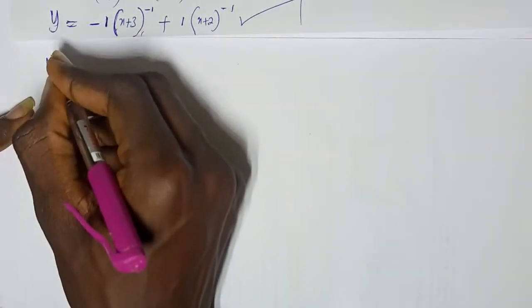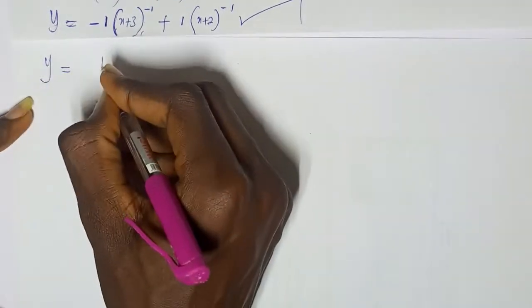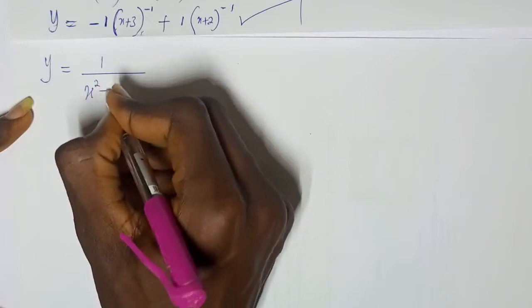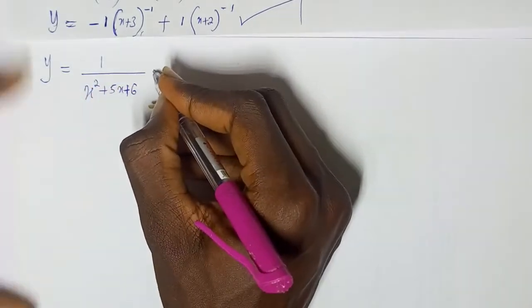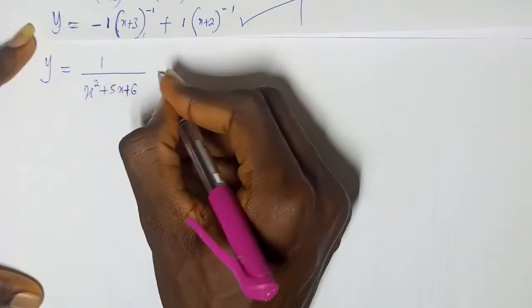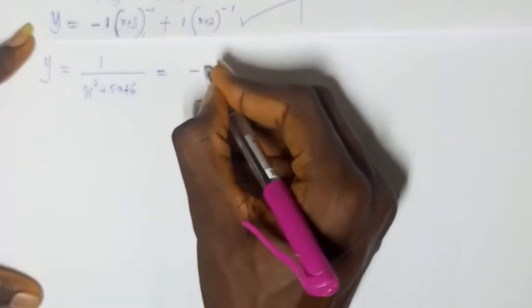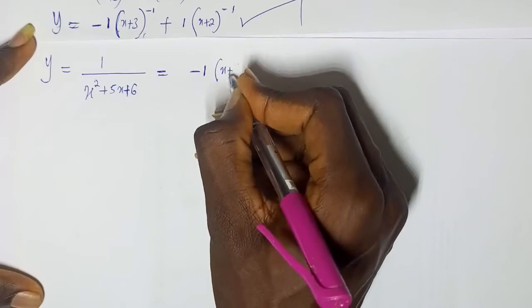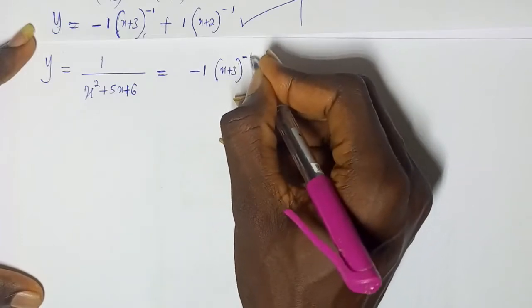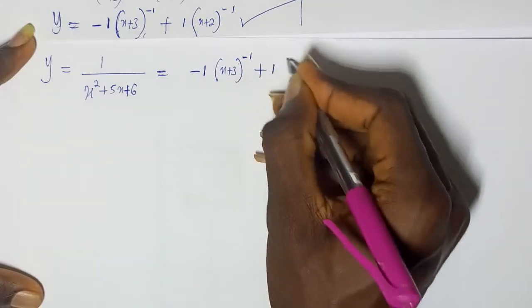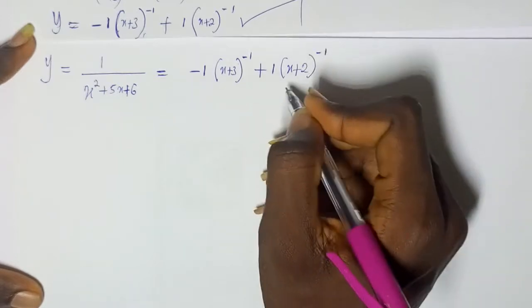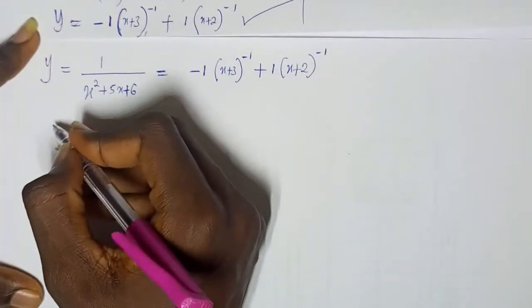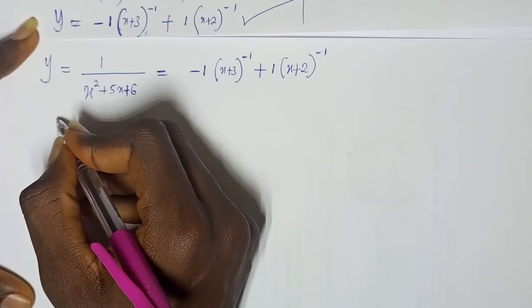Now, since we have the question given is this, and I was able to show that this expression is equivalent to minus 1 of x plus 3 raised to the power of minus 1, then plus 1 of x plus 2 raised to the power of minus 1. Now, let's start by finding the derivative for what?